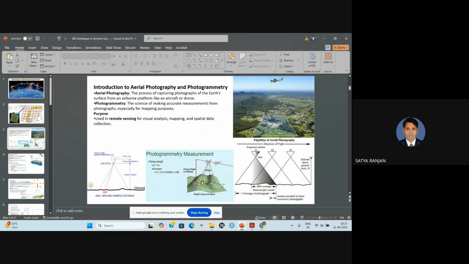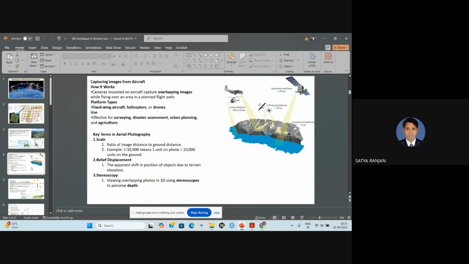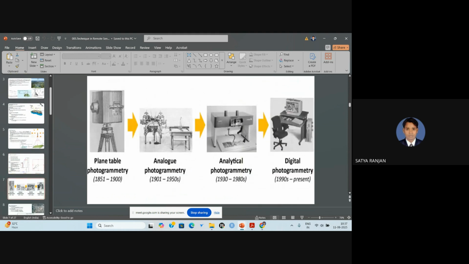Then photogrammetric measurement: measurement of the different geometry of the pictures with the help of some measurements is called photogrammetric measurement. For 3D calculations especially, photogrammetry is used. Different photogrammetric methods were used previously: plane table photogrammetry, then analog photogrammetry, then analytical photogrammetry, then it transitioned to digital photogrammetry.